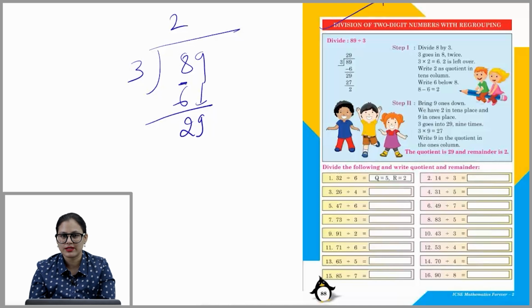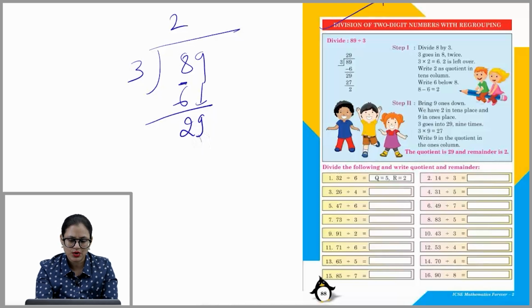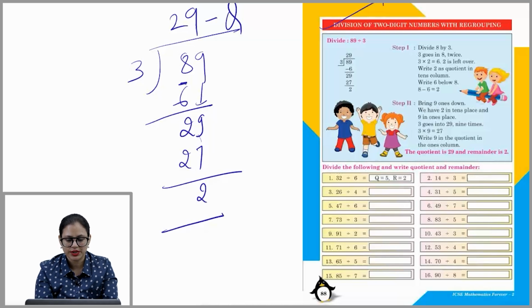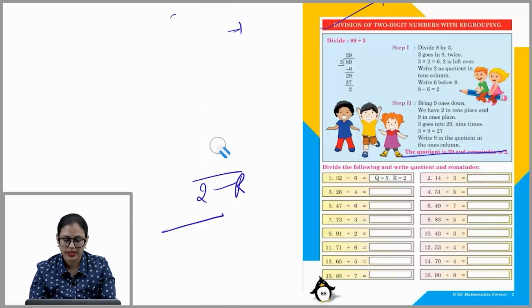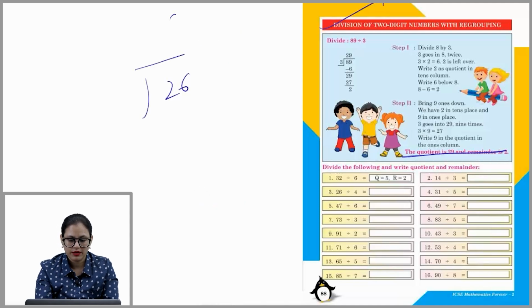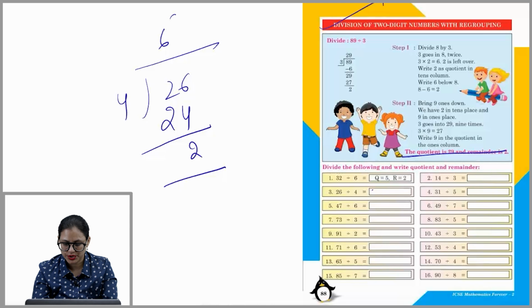Now, step 2, bring 9 down. We have 2 in 10's place and 9 in 1's place. So, 3 goes into 29, 9 times. 3 into 9 is 27, right? 29 minus 27 is 2. So, 29 is the quotient and 2 is the remainder. Now, let's divide the following and we have to write quotient and remainder as well. 26 divided by 4. 4 6s are 24. 26 minus 24 is 2. So, 6 is the quotient and 2 is the remainder.